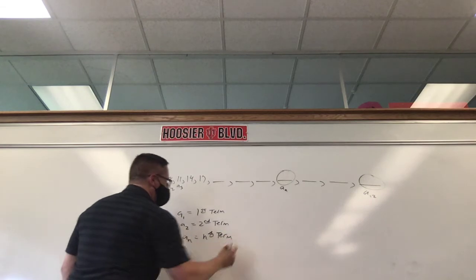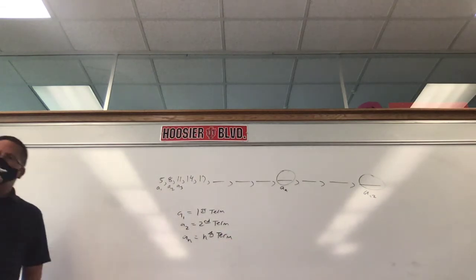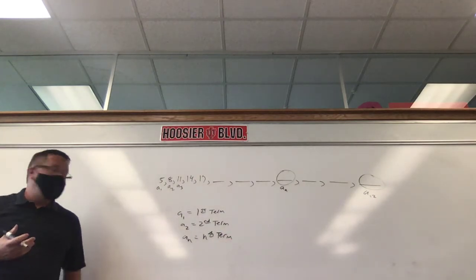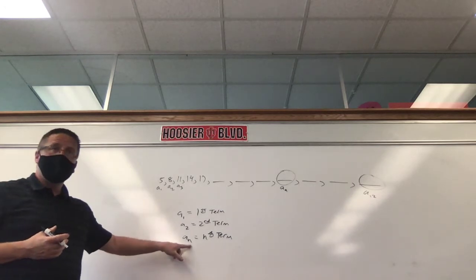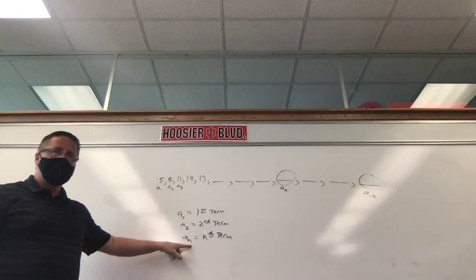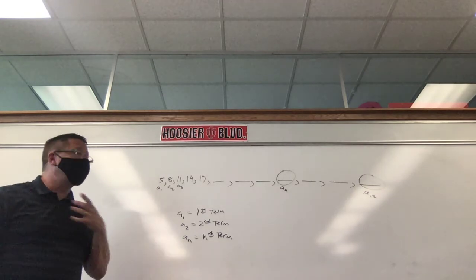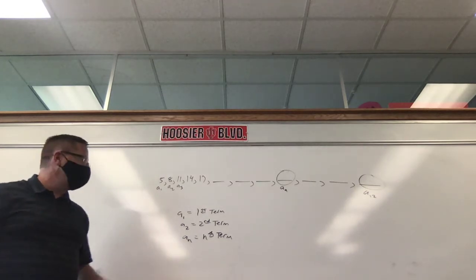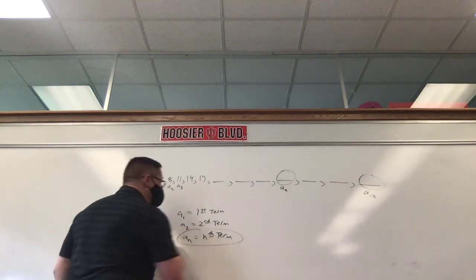I never understood that when it was on the tests. I could never figure it out when it said the nth. The nth can be any of them. If n happens to be 7, it's the 7th term. If n happens to be 23, it's the 23rd term. So A sub n stands for any term. Jot that down: A sub n is the nth term.